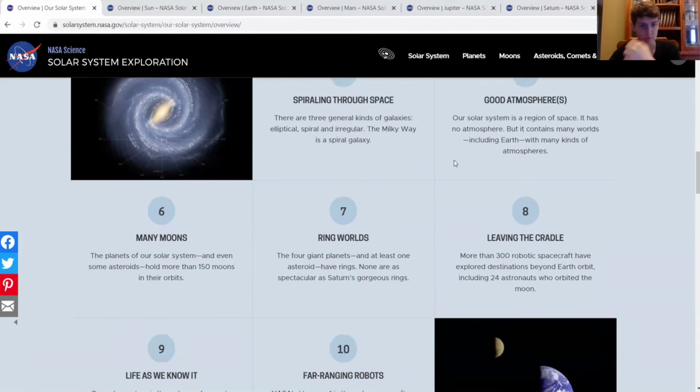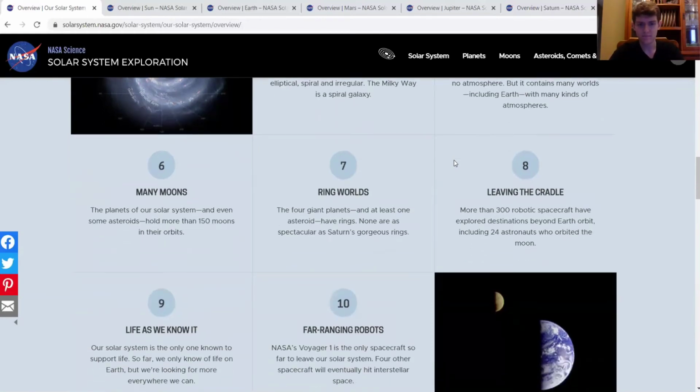Now, it has many moons. The planets of our solar system, even some asteroids, hold more than 150 moons in their orbit. Now, our Earth has only 1, so imagine seeing 150 moons at night. I couldn't imagine that. The sky would be amazing to look at. Ring worlds. 4 giant planets and at least 1 asteroid have rings. None are as spectacular as Saturn's gorgeous rings.